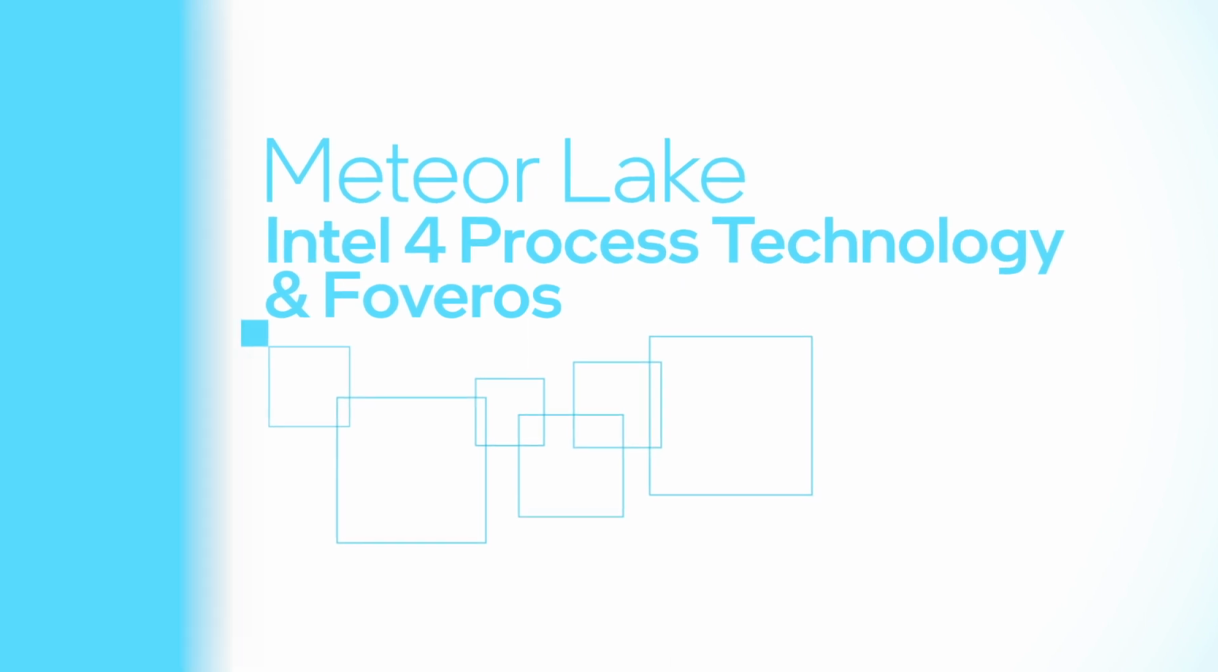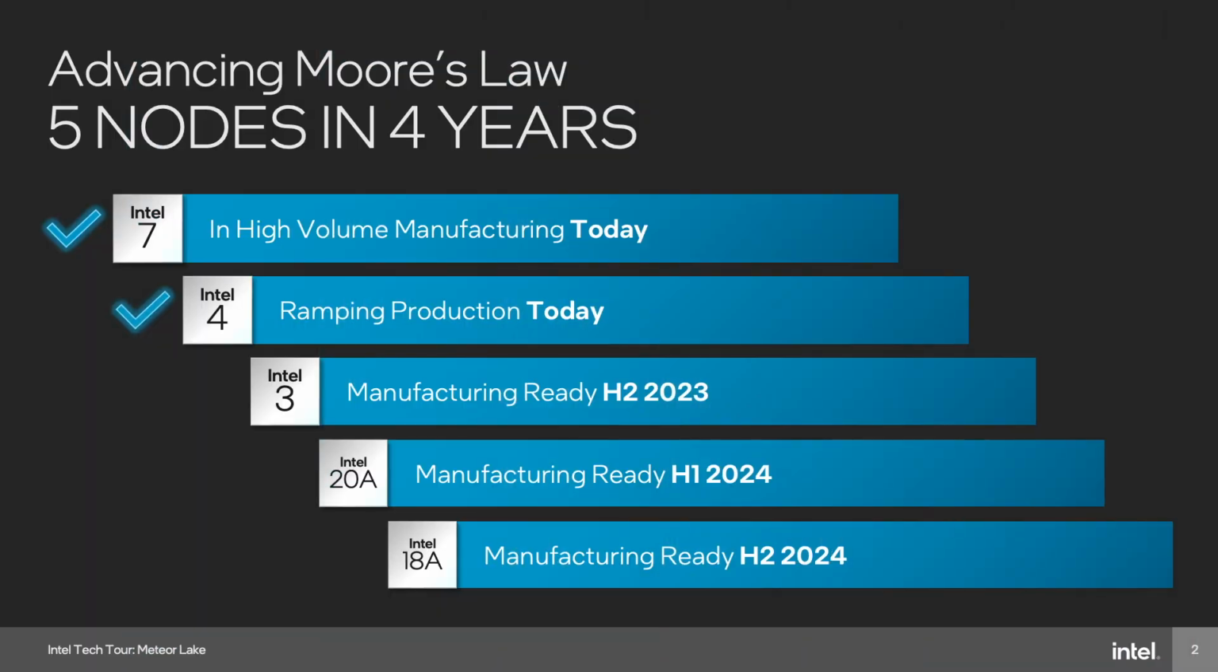Right now, we're in the middle of our journey of 5 nodes in 4 years. Right? When Pat came back 2.5 years ago, he put in place this plan for technology leadership catch-up. And that's the 5 nodes in 4 years. So step 1 was Intel 7. Step 2 is Intel 4, and that's where we are today.